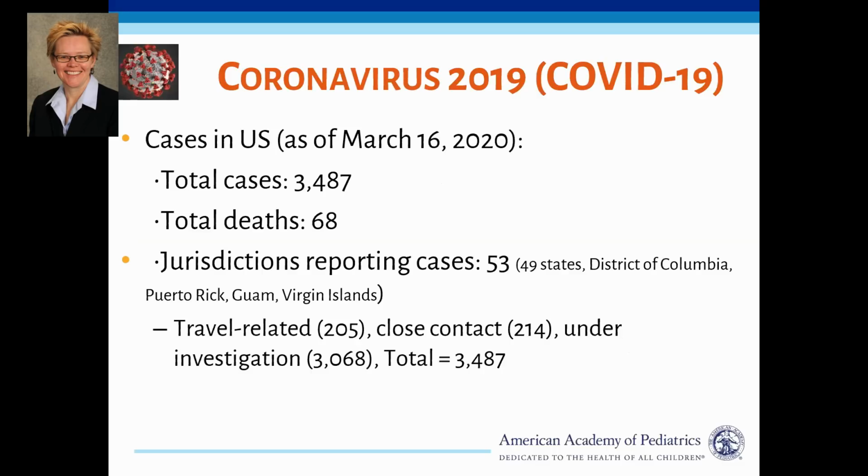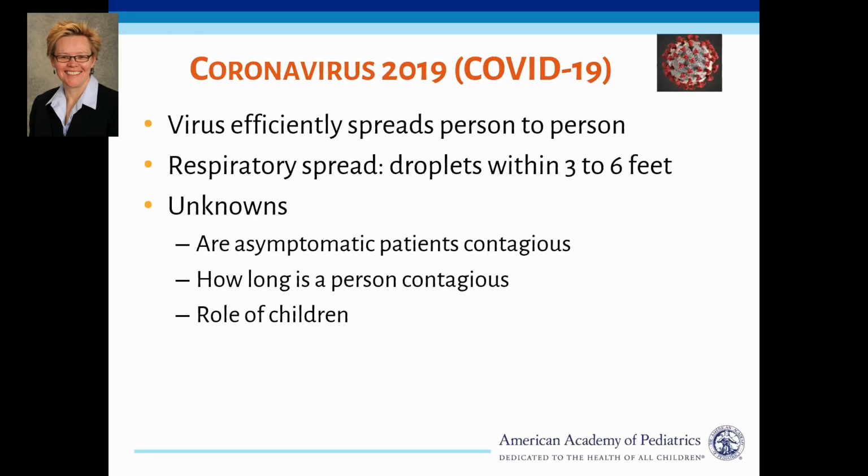What we have in the United States as of March 16th is a total of 3,487 cases. 68 deaths have been recorded, and we have over 53 jurisdictions reporting cases. A large proportion had been travel related, but now we are seeing more that are community associated, and that's really where the spread is coming from, the local community transmission. We know that this virus efficiently spreads from person to person.